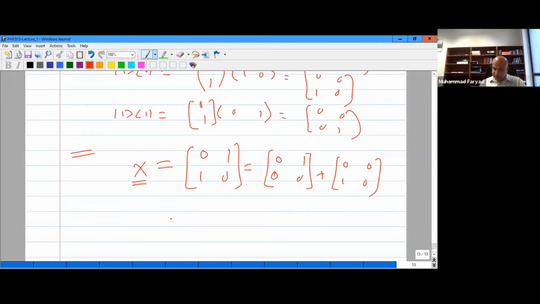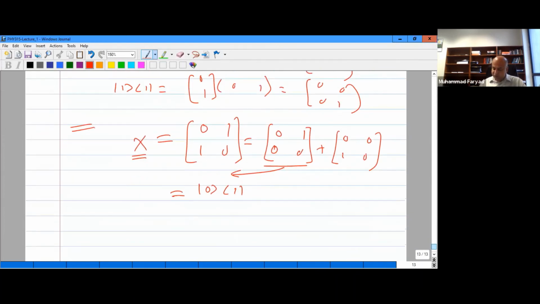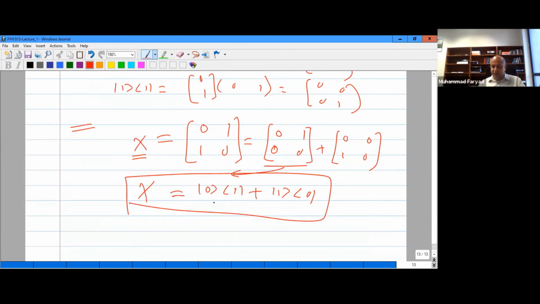So I can write this as 0, 1. Similarly, the 0, 0, 1, 0 matrix is 1 into 0. So this operator x can be written in terms of basis vectors 0 and 1 using outer products like this.